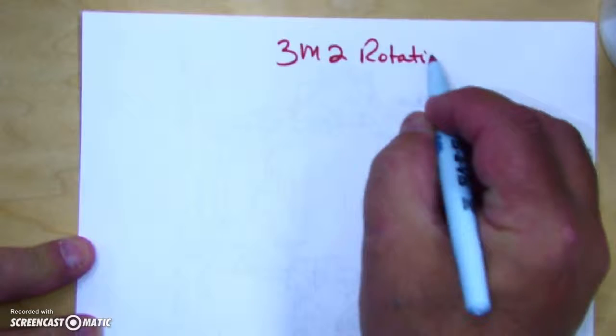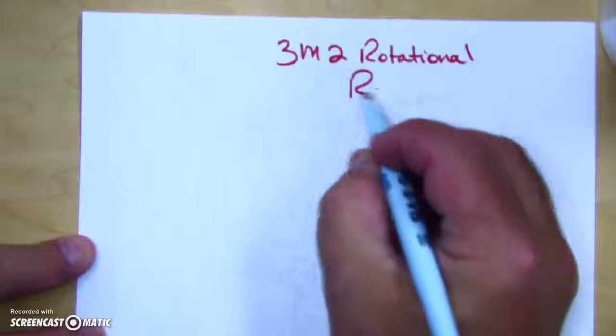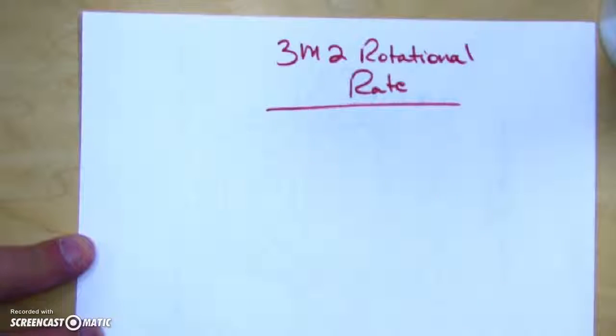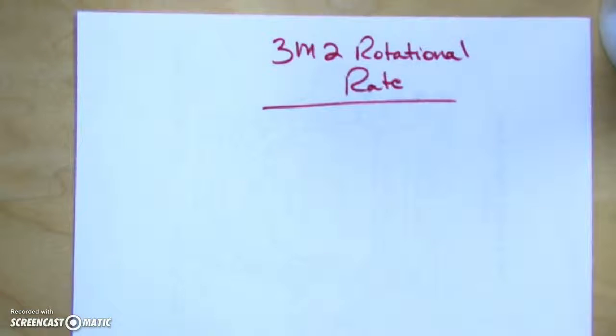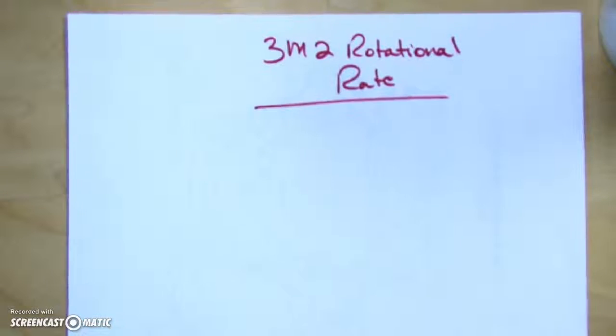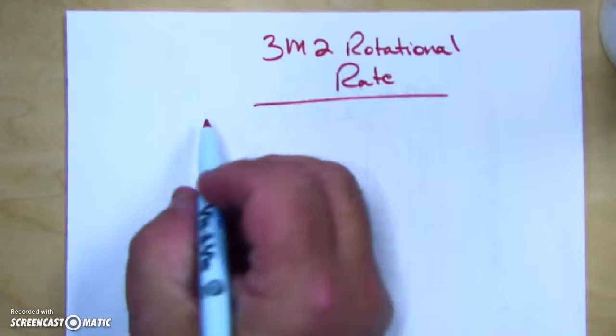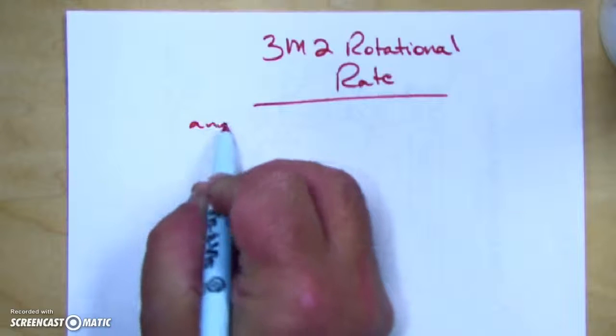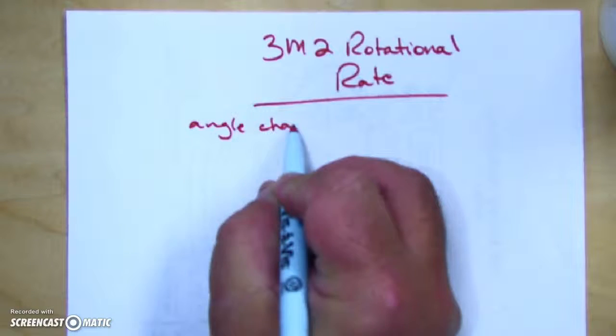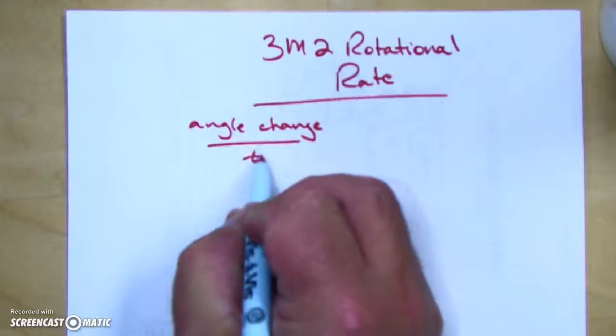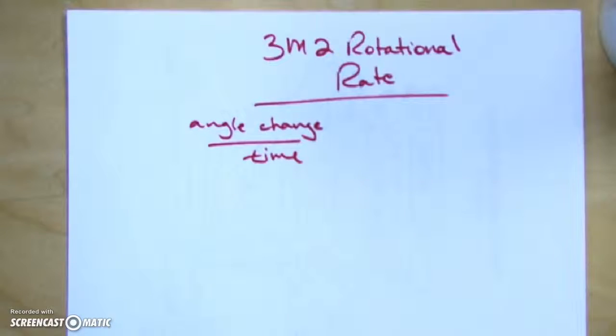Okay, let's talk about rotational rate now. So again, now we're talking about things that spin. So we're talking about motors that rotate, fan blades that rotate, things that are spinning in circles, tires, things like that. In order to talk about rotational rate, what we're talking about is an angle change divided by time. So it's going to commonly be measured in several different units.